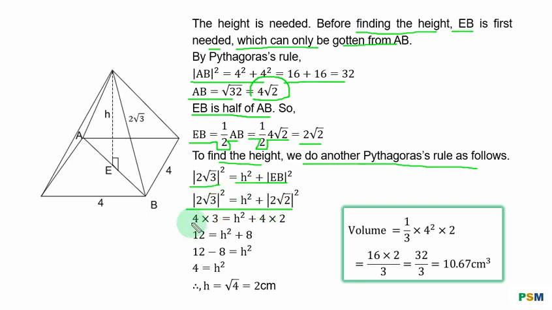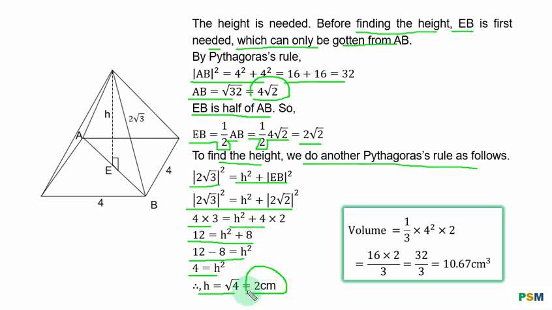2 square is 4 times root 3 square is 3 equal to H square plus 4 times 2. You have these results. Collect like terms. You have 12 minus 8 equal to H square. 4 is equal to H square. Therefore, H is equal to square root of 4, and that is 2 cm.